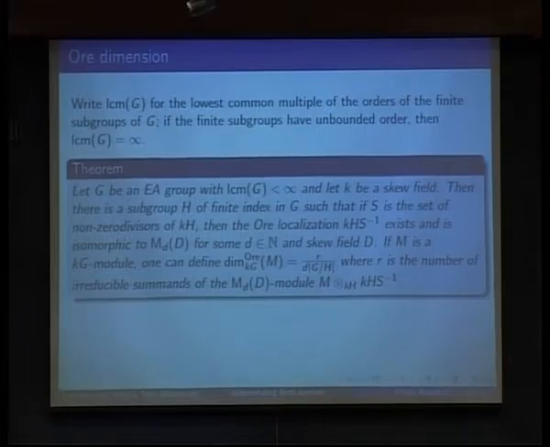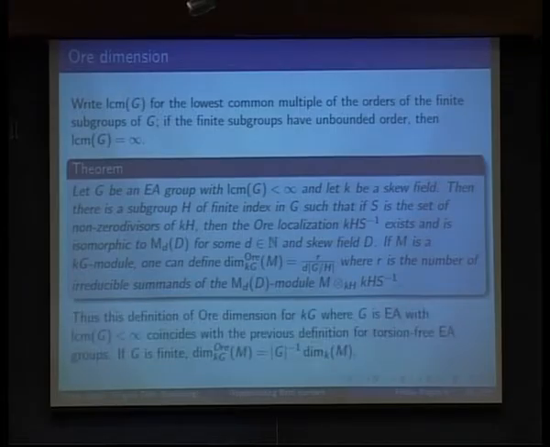And then if M is a KG module, one can define the Auray dimension over KG of M as r over d times the order of G over H, where r is the number of irreducible summands of the KH module M tensor KH, KH to the minus 1. So this is just an extension of the dimension from the torsion-free case. If G is finite, then this Auray dimension is just the usual dimension over K. Well, you've got to normalize it. You've got to divide by the order of G.